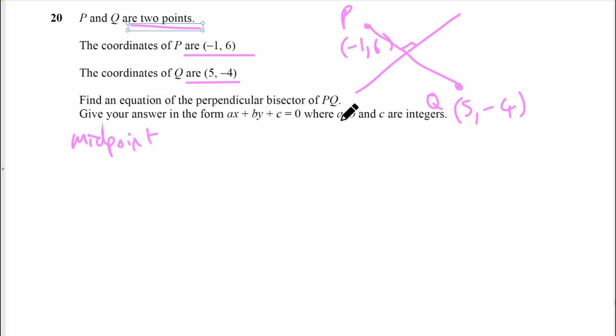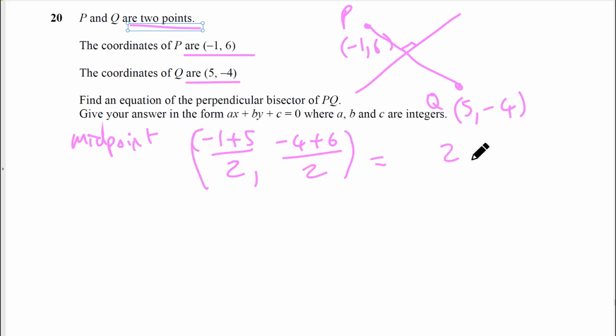So that's minus 1 plus 5 divided by 2, and minus 4 plus 6 divided by 2. Be careful with your negative numbers. That's 4 over 2, so that is 2. Minus 4 plus 6, that's 2, so 2 divided by 2. So that midpoint is 2, 1. This point here is 2, 1.